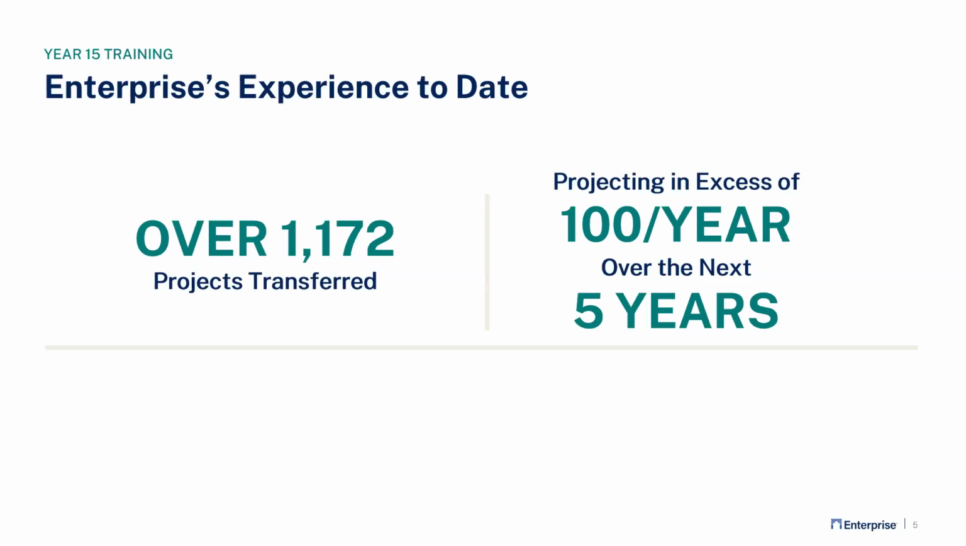And Enterprise, fortunately, does have some considerable experience with the year 15 process. We've gone through over 1,100 dispositions, projects have been disposed of since our program started. And we have some pretty good job security here with Enterprise. We have roughly 100 projects that are going to be exiting year 15 over the next 5 years, so 100 projects annually. So we're going to be really busy, as we have been for the past several years, going through the year 15 process.